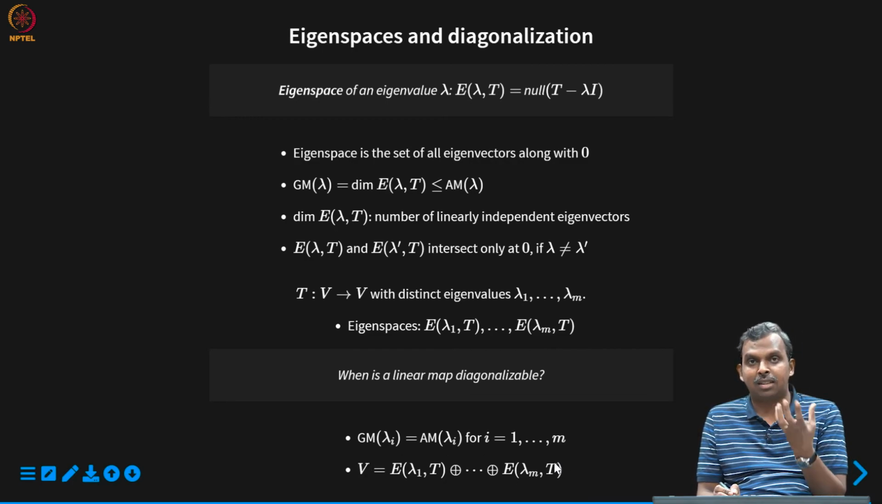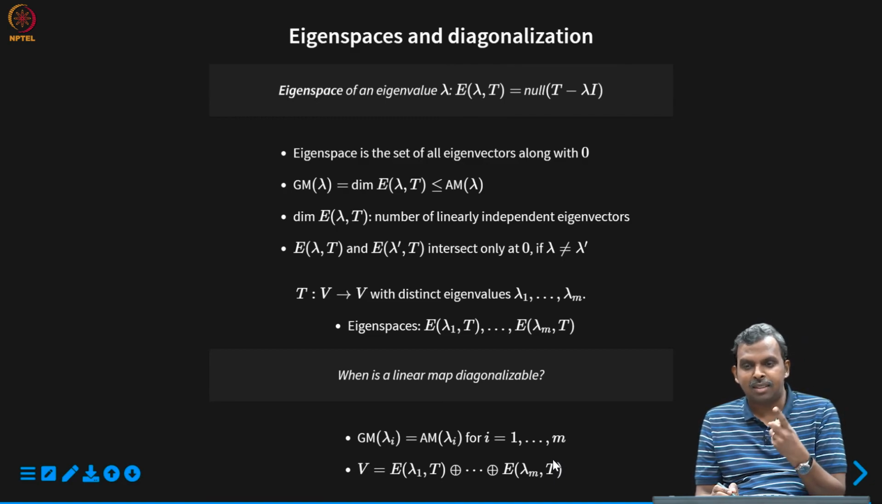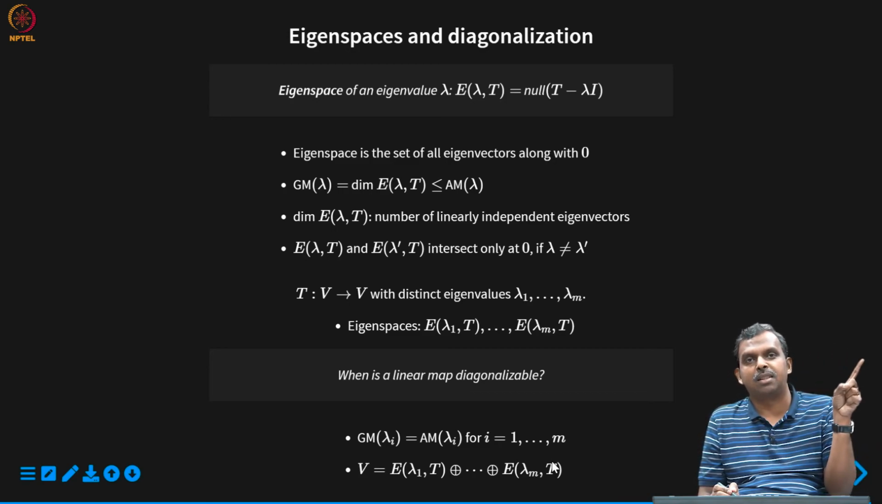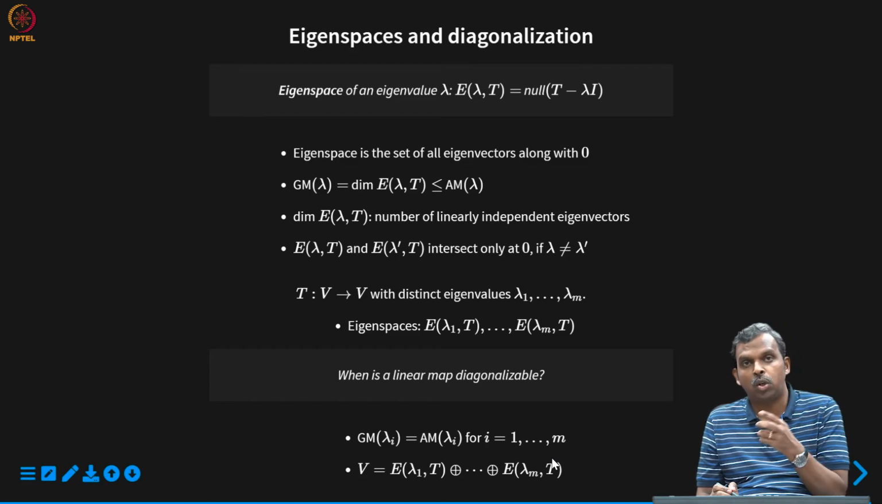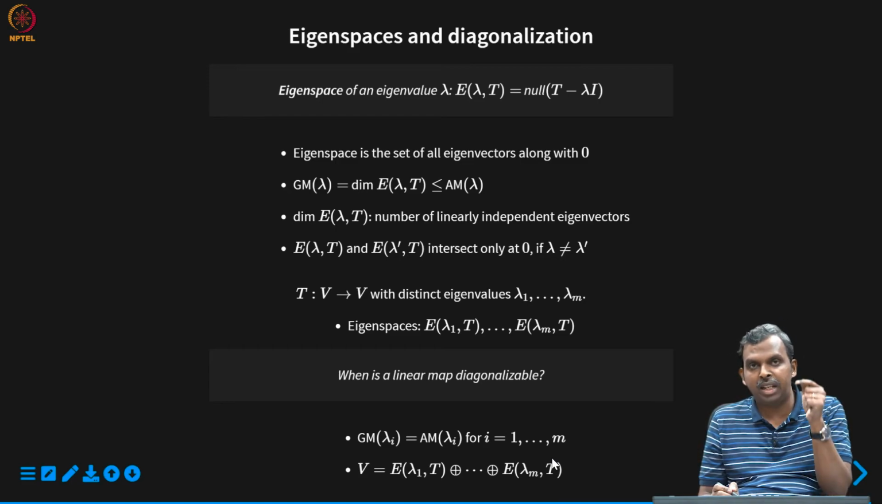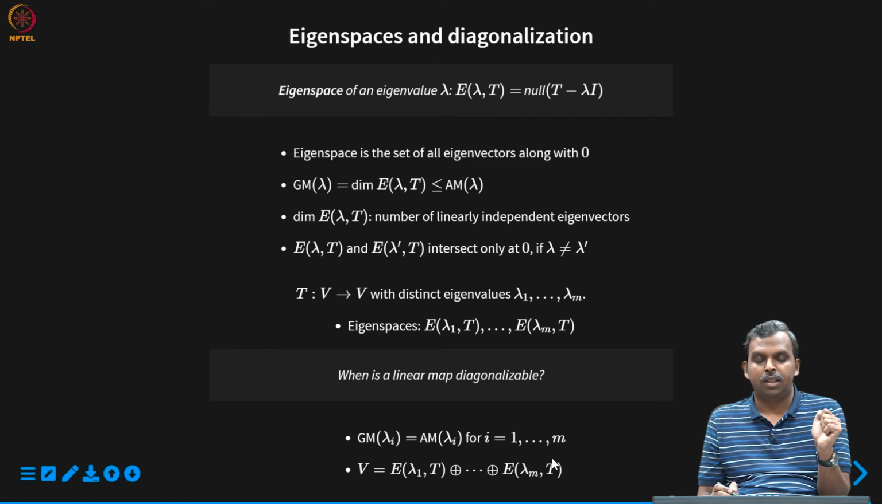So when is a linear operator diagonalizable? There should be eigenspaces whose direct sum becomes equal to the entire vector space. In that case, the operator is diagonalizable, otherwise it's not. Another way of putting it is that geometric multiplicity should be equal to algebraic multiplicity for every eigenvalue, then it is diagonalizable. Okay. So this sort of completes the picture of diagonalizability.